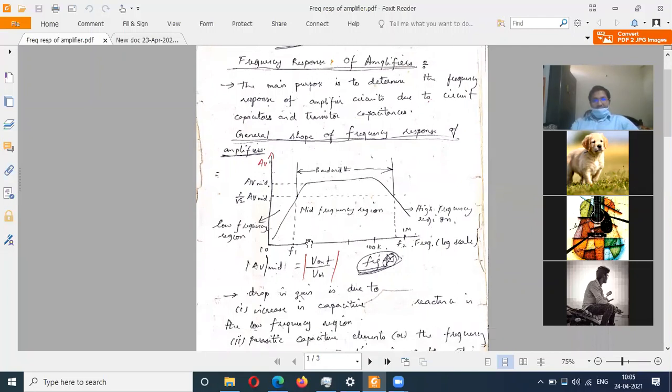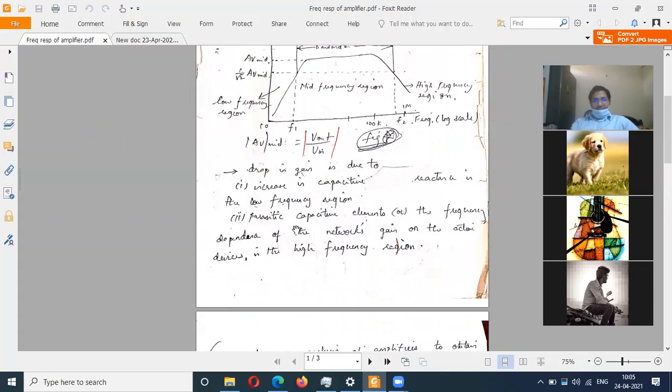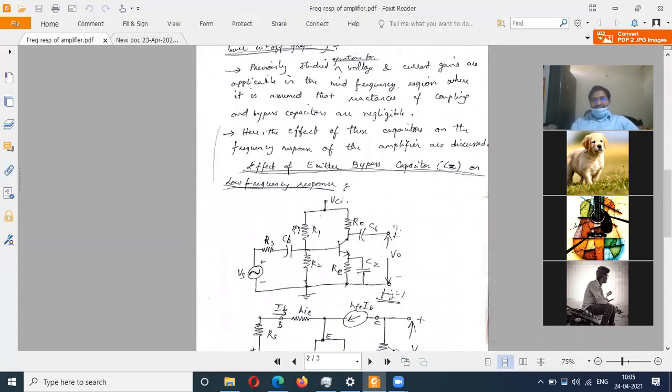Yes, sir. What is the reason for this particular characteristic? Don't know, sir. Okay, again I am explaining. This is the general amplifier, an example amplifier. Yesterday's class we saw a two-stage amplifier. This is one single stage. Let it be two-stage, let it be single stage.